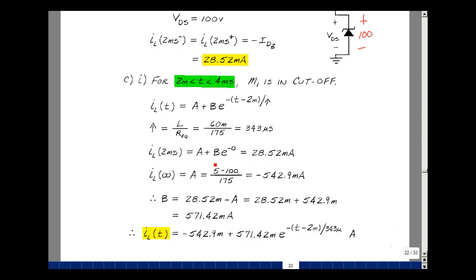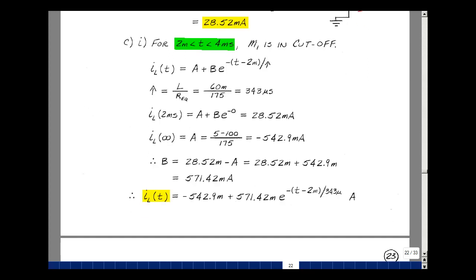We can solve for B by bringing A on this side of the equation, minus A, and A was a minus 542.9 milliamps, so it becomes a plus 542.9 milliamps. Adding these two together, I get 571.42 milliamps. Current that's in the inductor, which is also the current in the Zener, is going to be A, which is minus 542.9, plus B, 571.42 milli, multiplied by e to the minus quantity t minus 2 milliseconds over 343 microseconds.